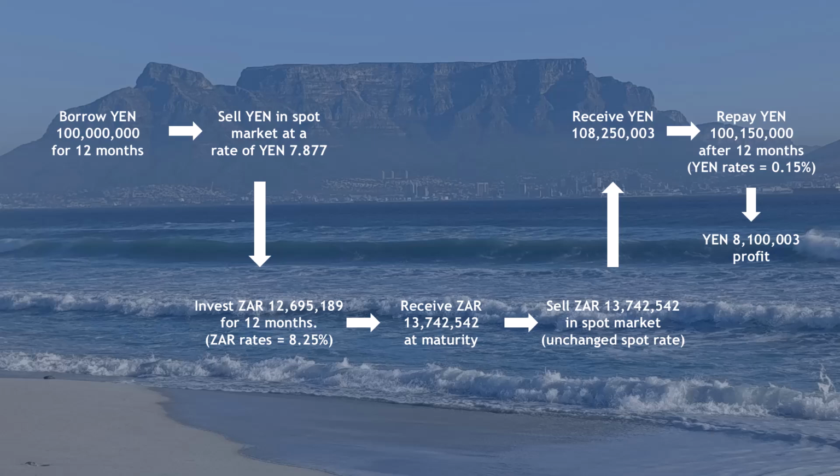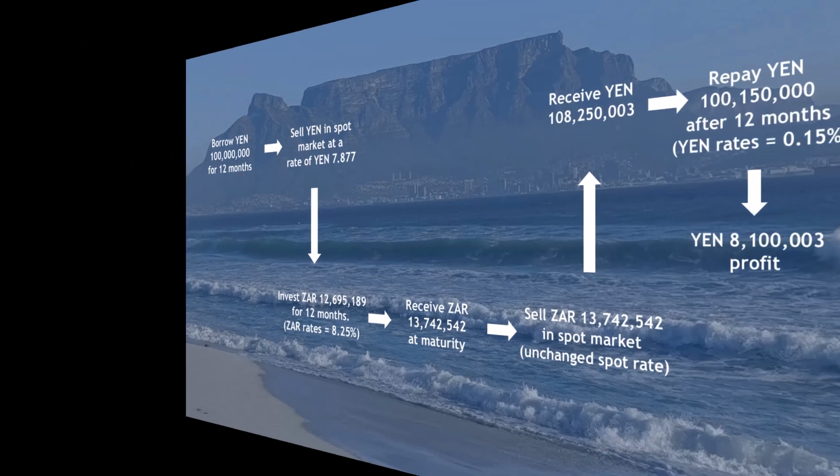On the surface, this would appear to be a very easy way of making money, but, and there's always a but, the example assumes that the exchange rate has been stable. This highlights one of the key aspects of the carry trade. It makes money when nothing happens.